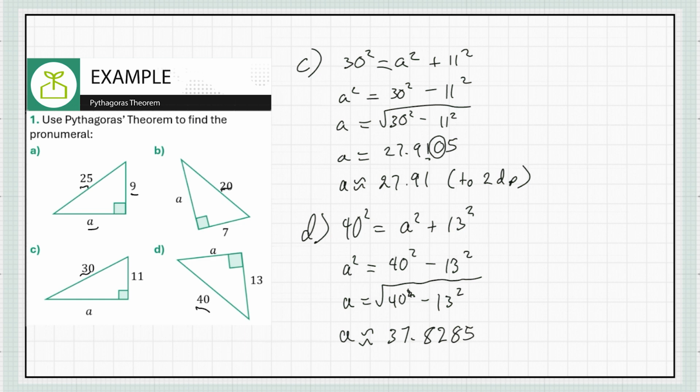Now if we're rounding this to 2 decimal places, we're going to find our second decimal place, which is the second one after the decimal point, and we're going to look at our critical digit here, which is 8. Because it's greater than 5, we need to round up, which means we increase the 2 by 1, and our answer a is approximately equal to 37.83, and we can write to 2 decimal places afterwards.